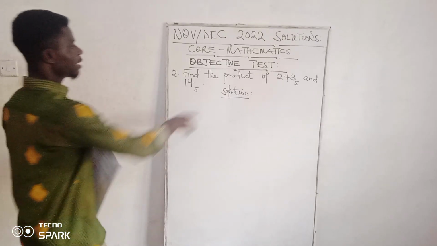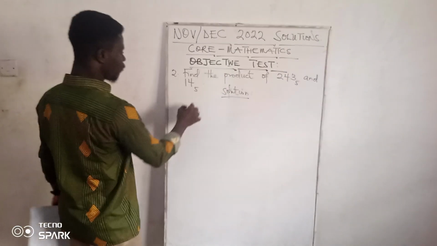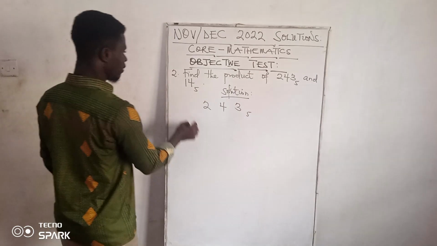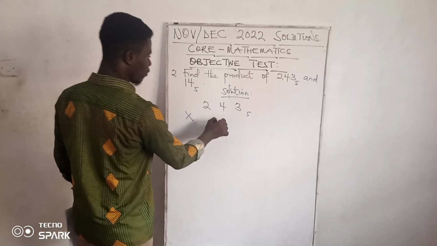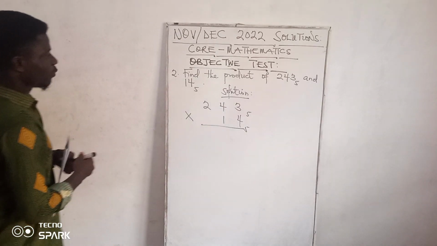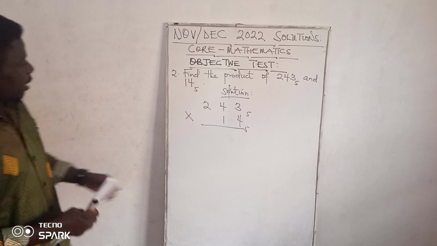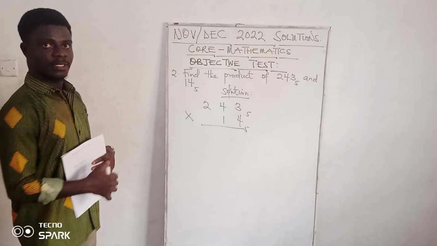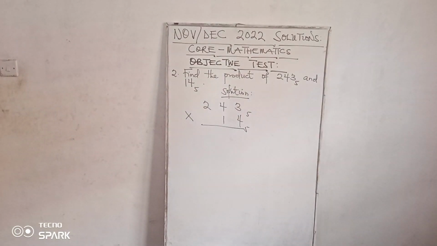So now product means we multiply. So we have 243 base 5. Then we multiply that by 14 base 5. So now let's see. Now 4 times 3, which is 12. Right? 4 times 3 is 12.